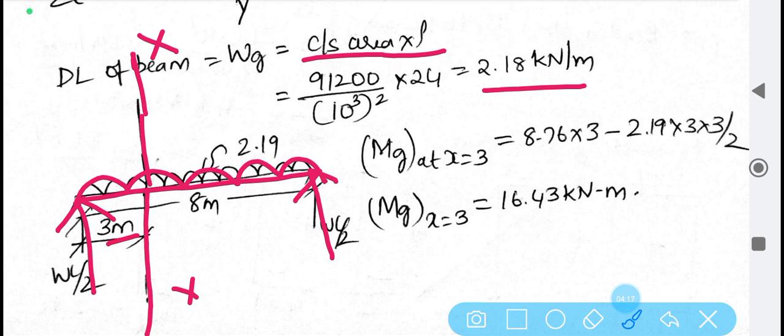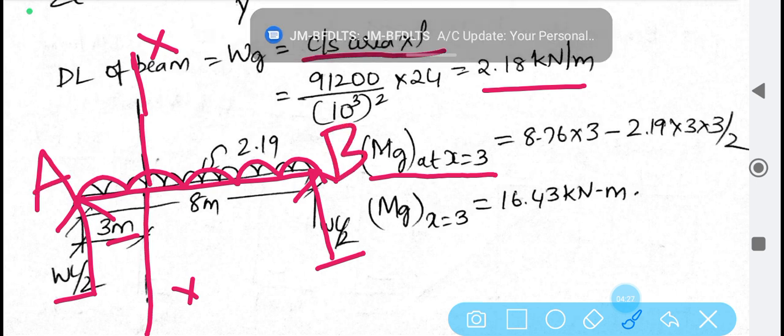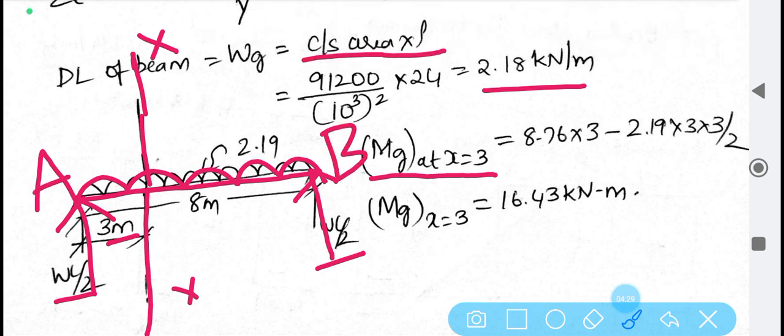Therefore you have to take a section and calculate the bending moment accordingly. So in the initial phase, you have to find out what the reactions at the supports are. You can consider these as supports A and B, and then with that calculate everything. 8.76 is nothing but the reaction into 3 minus 2.919 into 3 into 3 by 2, and finally we get the value as 16.43.